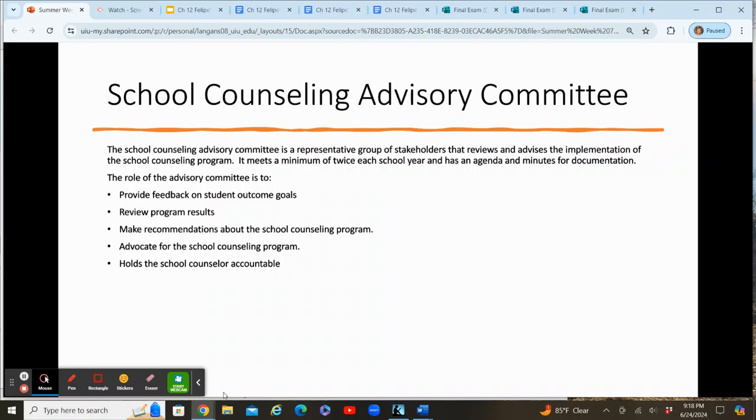And then we talked briefly about the School Counseling Advisory Committee. The School Counselor Advisory Committee is going to be a group of stakeholders, which will include administrators, teachers, maybe some paras or bus drivers, somebody that encompasses your school staff. It should include parents. It should include students, probably at the secondary level. And then you also need to include some community members, people who you think would benefit from knowing what you're doing.